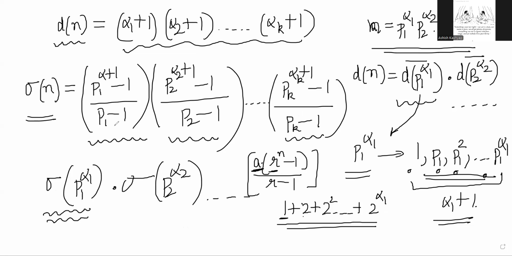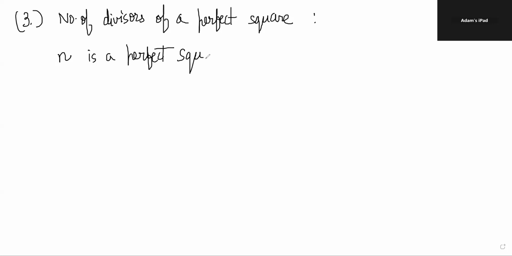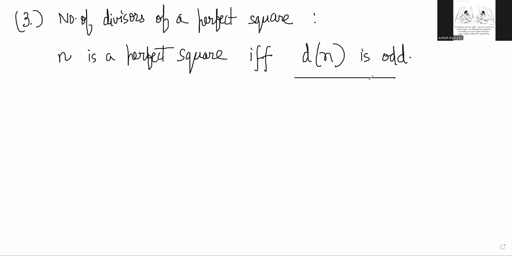Okay. Now the third thing that I want to talk about is the number of divisors of a perfect square. Can you say something about it? A positive integer n is a perfect square if and only if d of n is odd. Right? Because a perfect square has to have even powers in all the prime numbers.